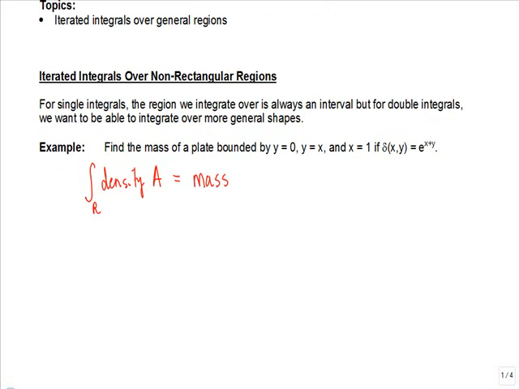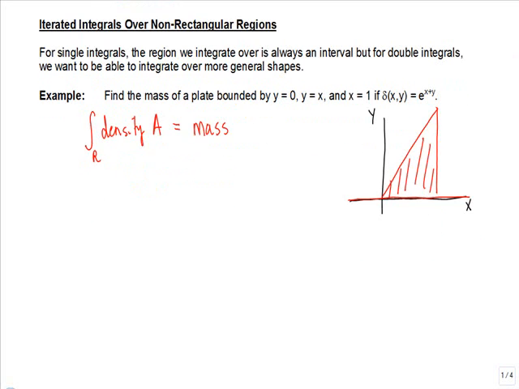So to do this, before I get going, I'm going to draw a picture of the plate. And this will be important for us. We will want to draw a picture. So here's my xy axes. There's x, there's y. It's bounded by y equals 0. So remember, y equals 0 is the x-axis. y equals x, there's the line y equals x, and x equals 1, and that's a vertical line. So this right here is the region that we're integrating over.